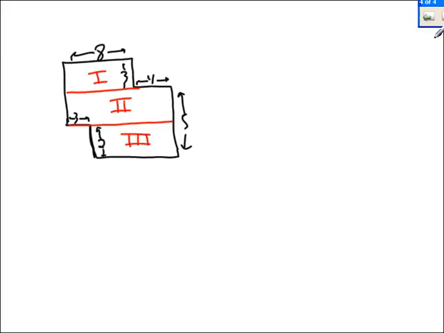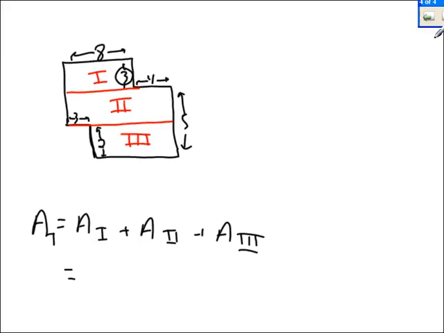If two areas can be joined with one line, I can add them, and the total area will be the sum of the partitioned areas. That is, the total area, T for total, is area 1 plus area 2 plus area 3. The sum of the parts equals the whole. Now what is area 1? It's 3 by 8. It's 24.